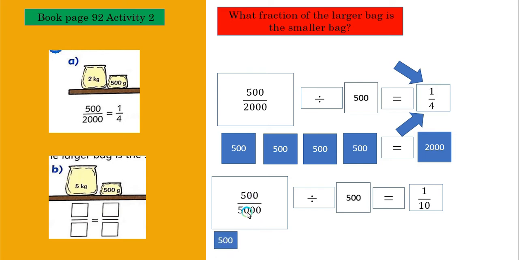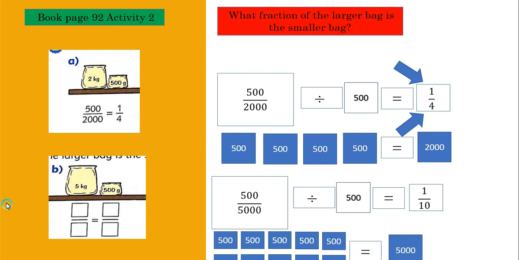Now, how many 500s do we need to complete the 5,000? 1, 2, 3, 4, 5, 6, 7, 8, 9, 10. It's equal to 5,000. Now, it's 10 parts and we need only one 500. That's why the numerator is 1. So, 1/10 is the answer.